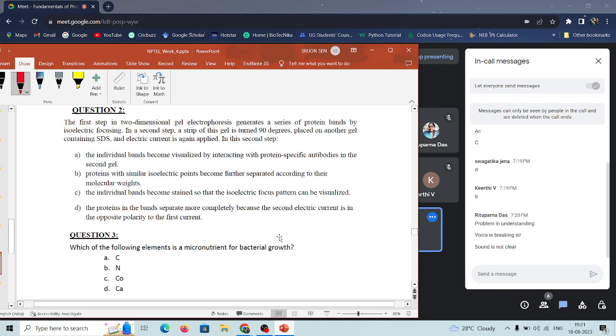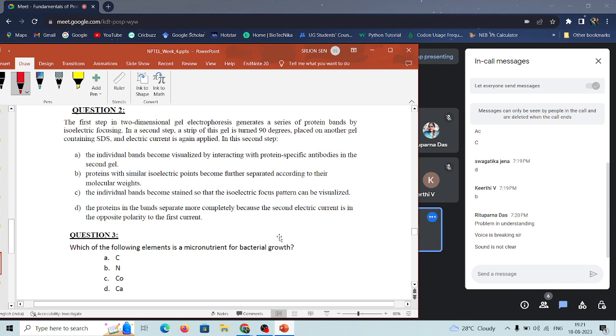Now, proteins having similar isoelectric points will be in the same place. But when you are separating in an SDS-PAGE, proteins of different size or molecular weight can have the same pI. So when the pI is the same, they might not have the same molecular weight, so you will be separating them according to their molecular weights.